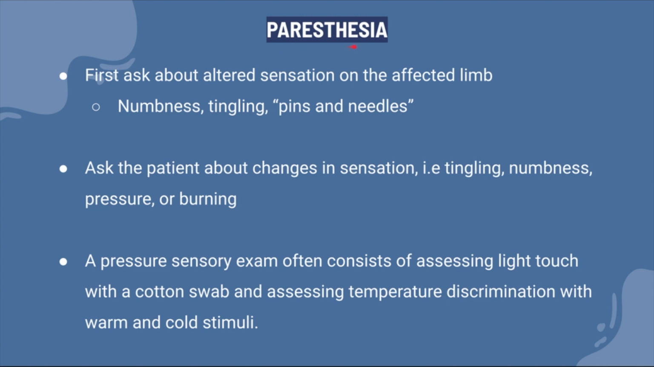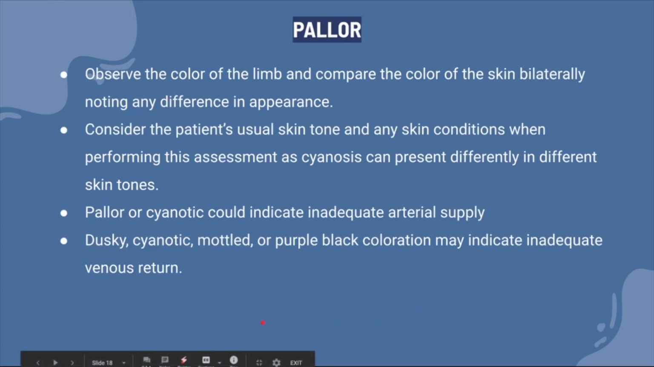The next parameter is paresthesia. First, ask about altered sensation on the affected limb. If paresthesia is present, numbness, tingling, or pins and needles are detected. Ask the patient about changes in sensations such as tingling, numbness, pressure, or burning. A pressure sensory exam often consists of assessing light touch with a cotton swab and assessing temperature discrimination with warm and cold stimuli.